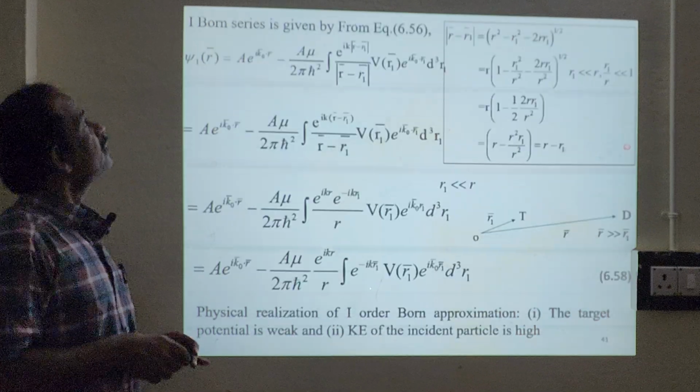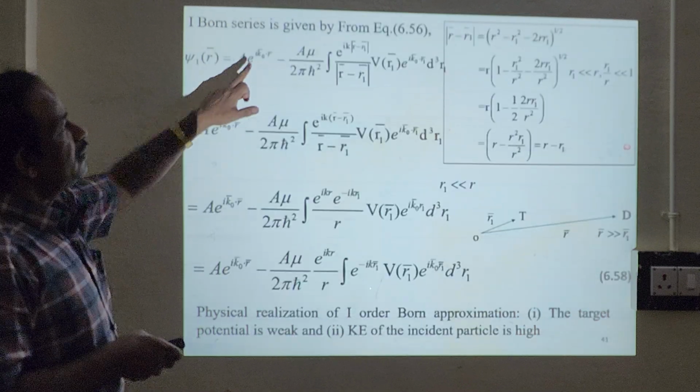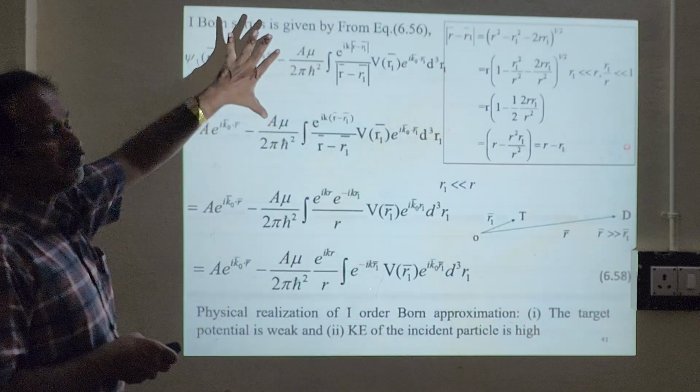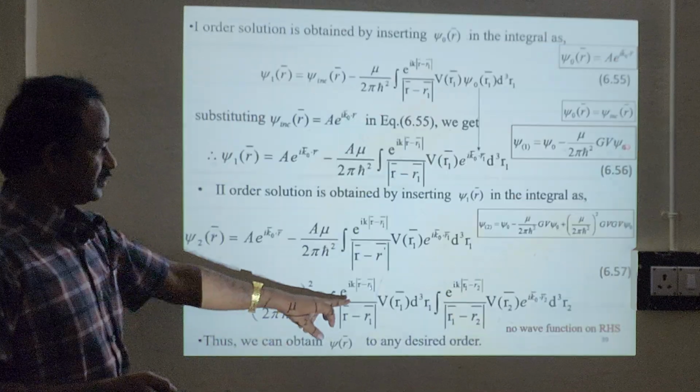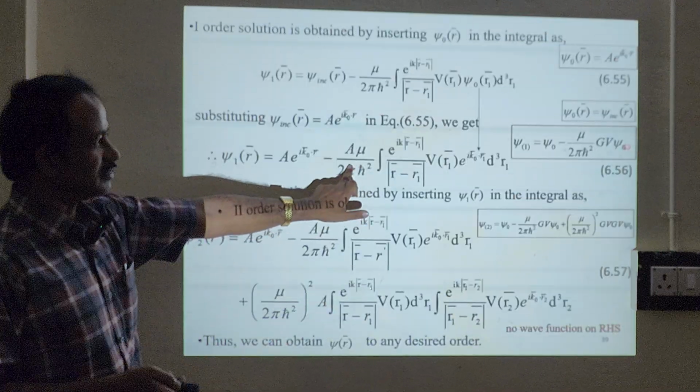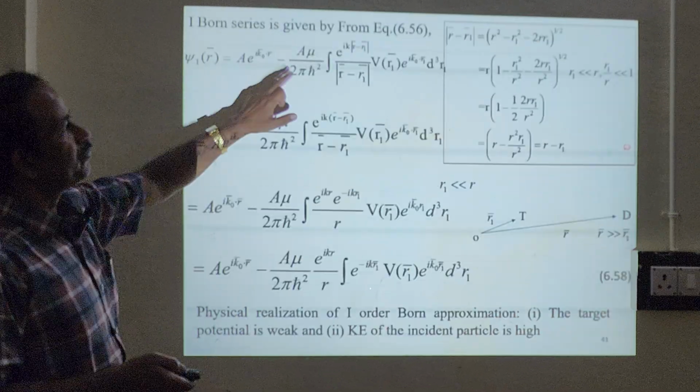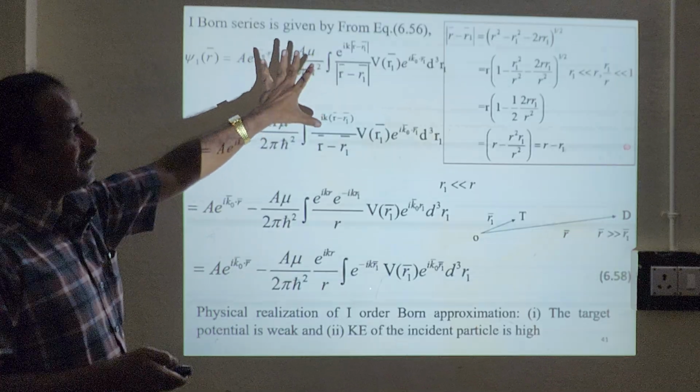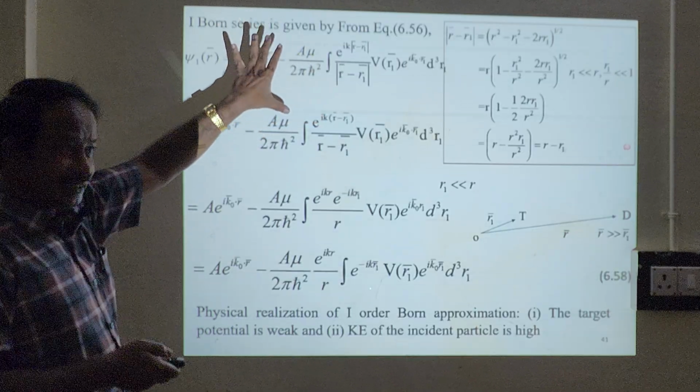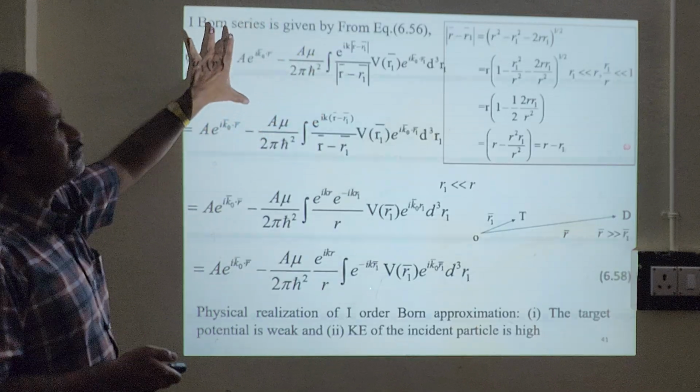Now the first Born series is given by equation 6.56. So we have done this, 6.56. This is the complete one. There is no wave function on the right hand side. So this is the complete correct solution, which we have obtained now.